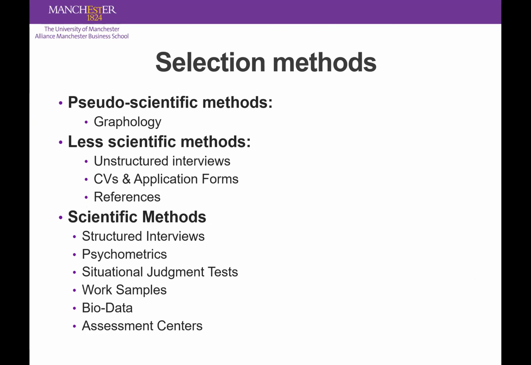Basically, we can differentiate the selection method into three major approaches. The first one is the pseudo-scientific methods. The second one is the less scientific method. And the last one is the scientific method that we highly emphasize. The less scientific method is indeed quite common and classical, but it's not as good as the scientific method that we will suggest. In the following, we're going to explain one by one.